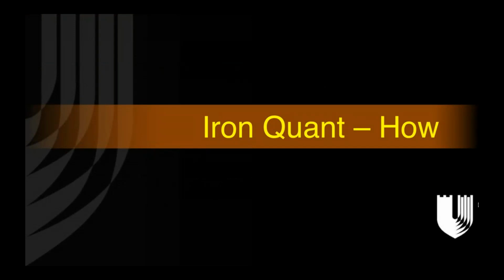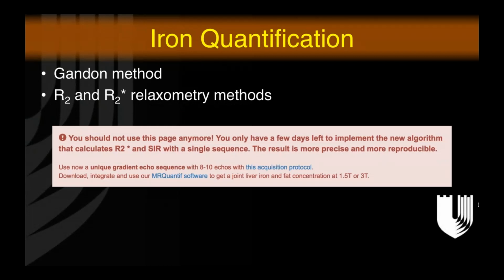Now let's go a little bit into some of the techniques for quantifying these. For iron quantification by MRI, there are historically 3 methods. The first is the method that was published by Dr. Gandon, who is from France, and this was kind of the traditional way of doing liver iron quantification. It involved acquiring 5 sequences, a combination of spin echo and gradient echo, and doing signal intensity ratio measurements to approximate the amount of liver iron present.